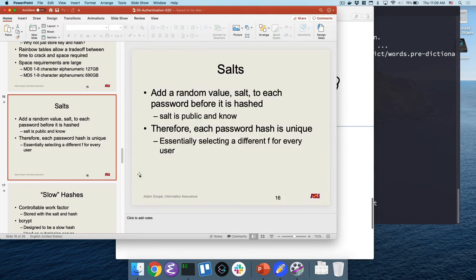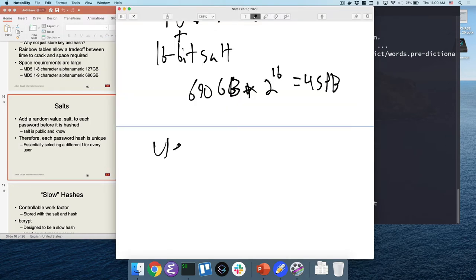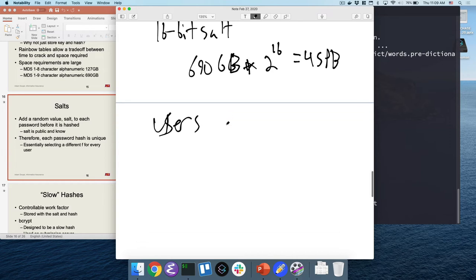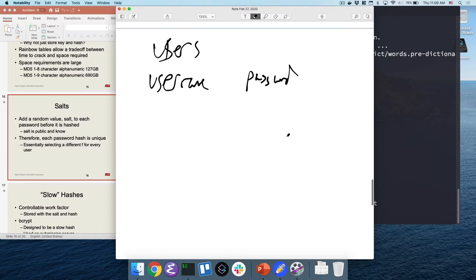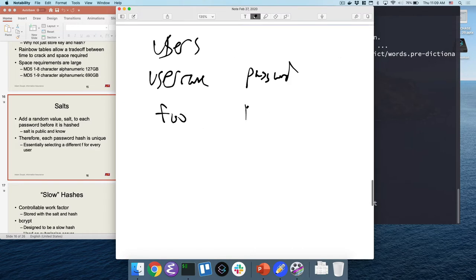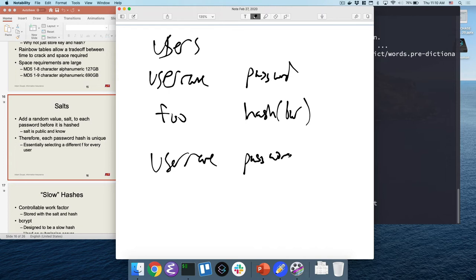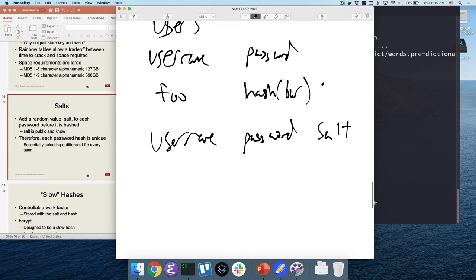If we think about our users table in our database, we would have a username and password, which would be the hashed password. So user foo has a hash, we store the hash of bar, whatever that password is. Now, in this case, we need to store the username, the password, and the salt. So username foo would have a salt of, we'll just say, 15, and the password would be the hash.